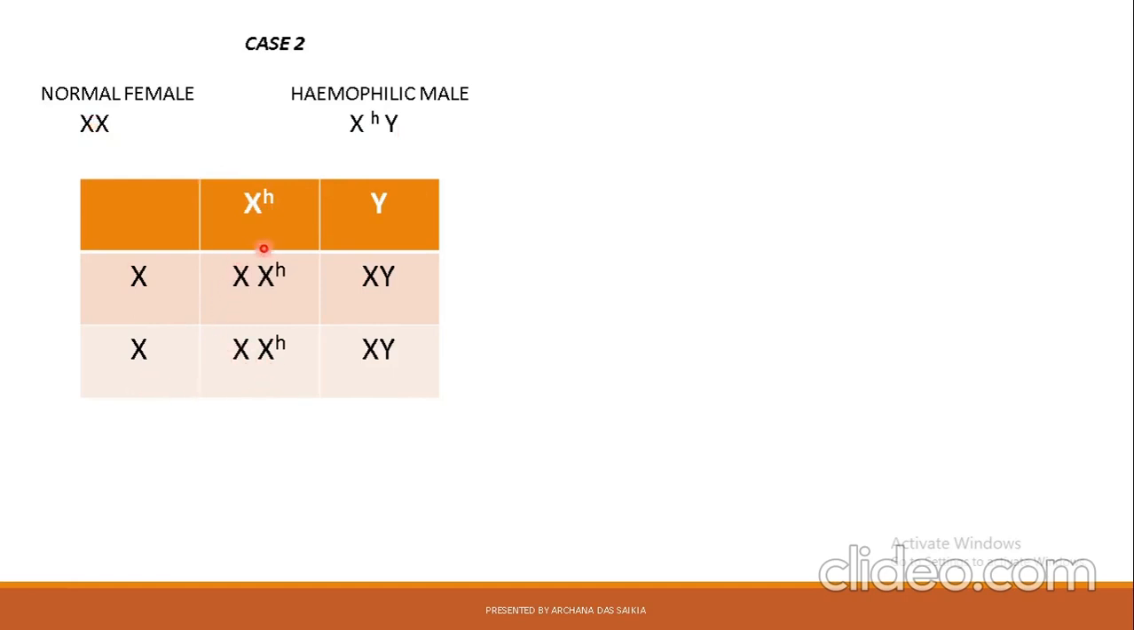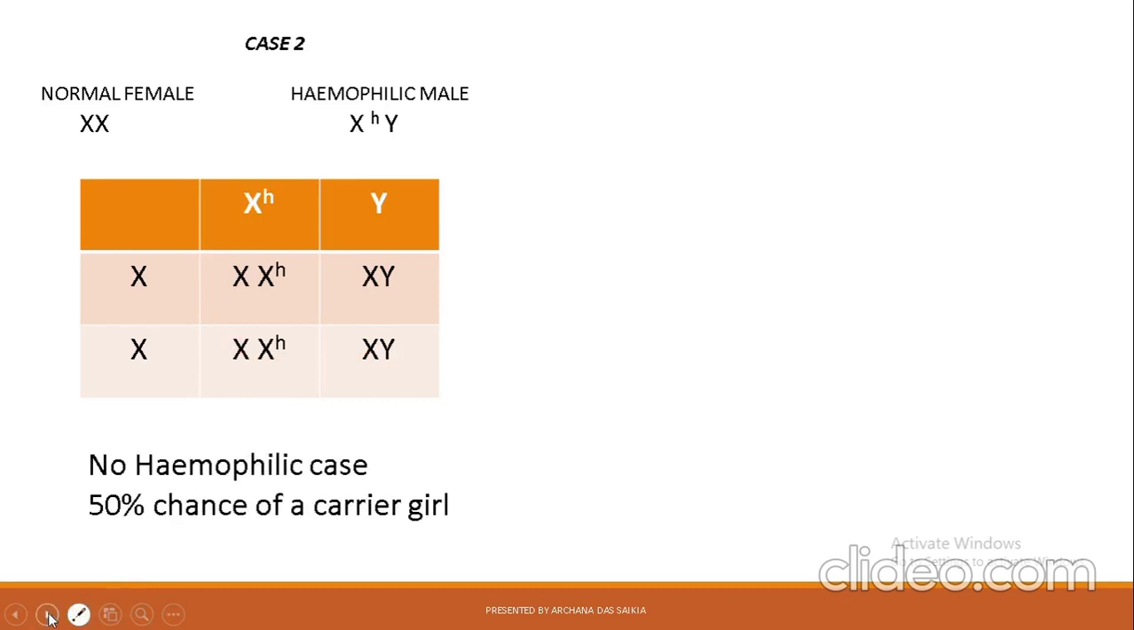What will happen under this condition? The females that will be formed will become carriers, but the males will be quite normal. So it implies that a hemophilic male will never pass the disease to his sons, but he can form daughters who will become carriers. So here, no hemophilic case, but 50% chance of carrier girls.